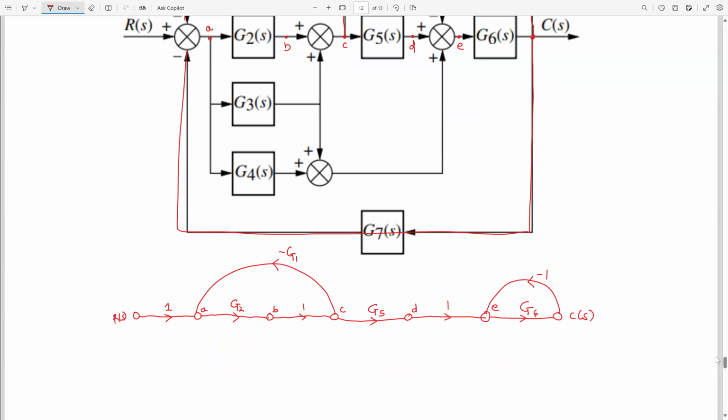So I can also take it from this side to this side. So from C, then I draw a long ball to A. Then it's going to be minus G7. It's minus because of the minus here, and it's G7 because of the transfer function of the system here.